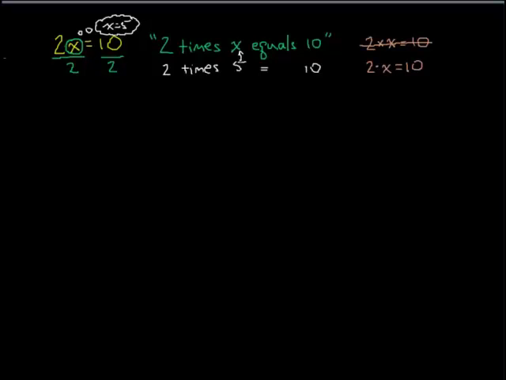Now, a nice result happens when we divide both sides by 2. On the left-hand side, we have x all by itself, and that's exactly what we wanted. On the right-hand side, the 10 divided by 2 is just 5. So we're left with x equals 5, and that agrees with what we thought x would be in the first place. So far, so good.